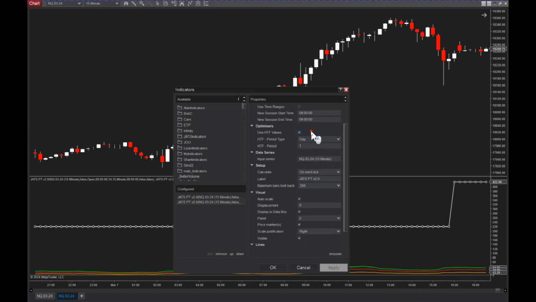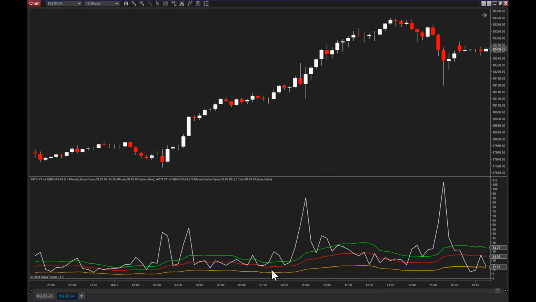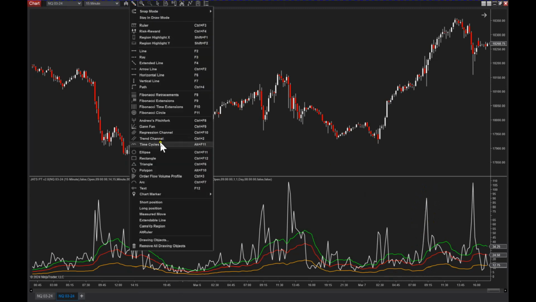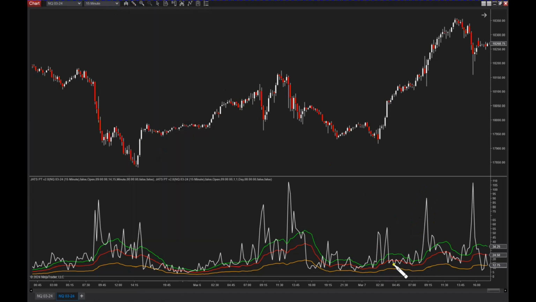So I'm going to take this daily off. Okay, so here's the 15-minute. So it's the same concept on this also. The 1 period over your 14 period shows you when the bars might be moving outside versus inside. So when you're inside, it's a time to look for longs.